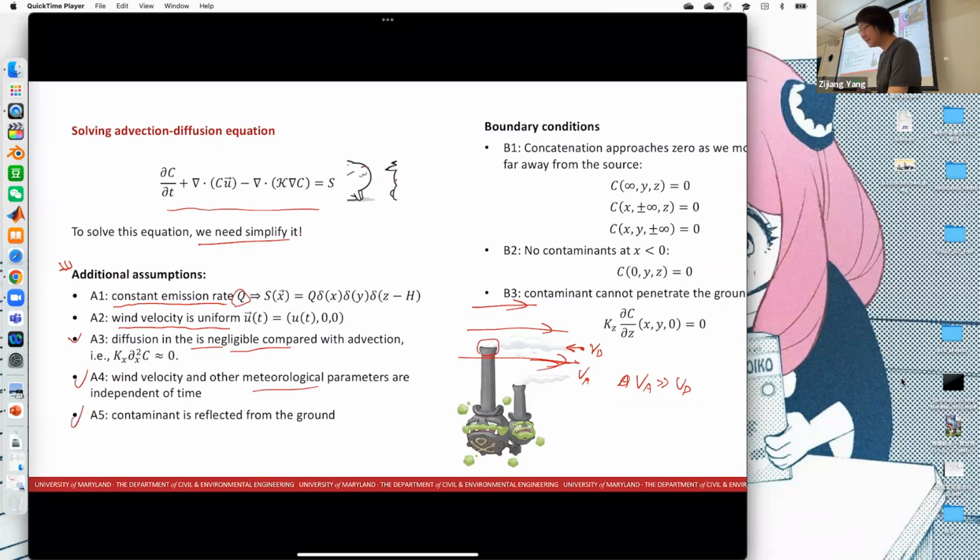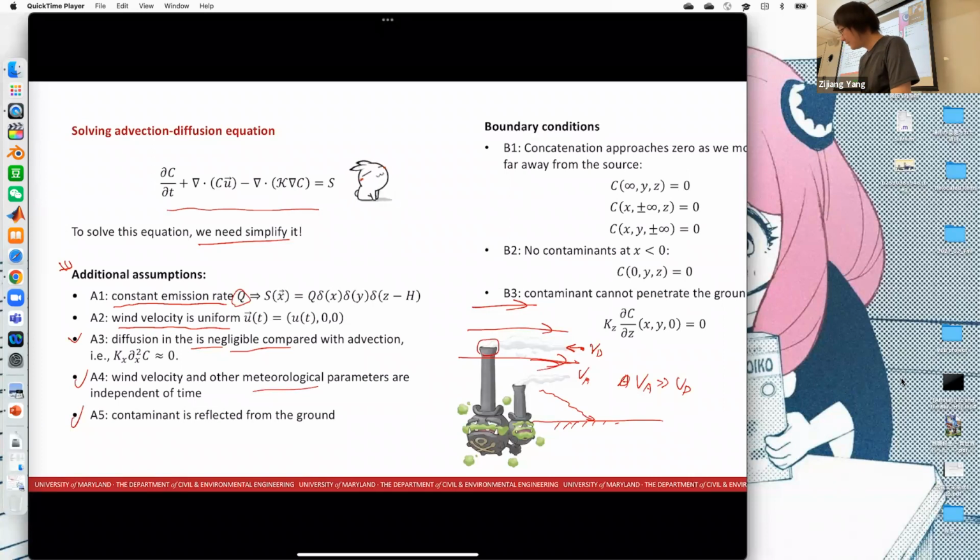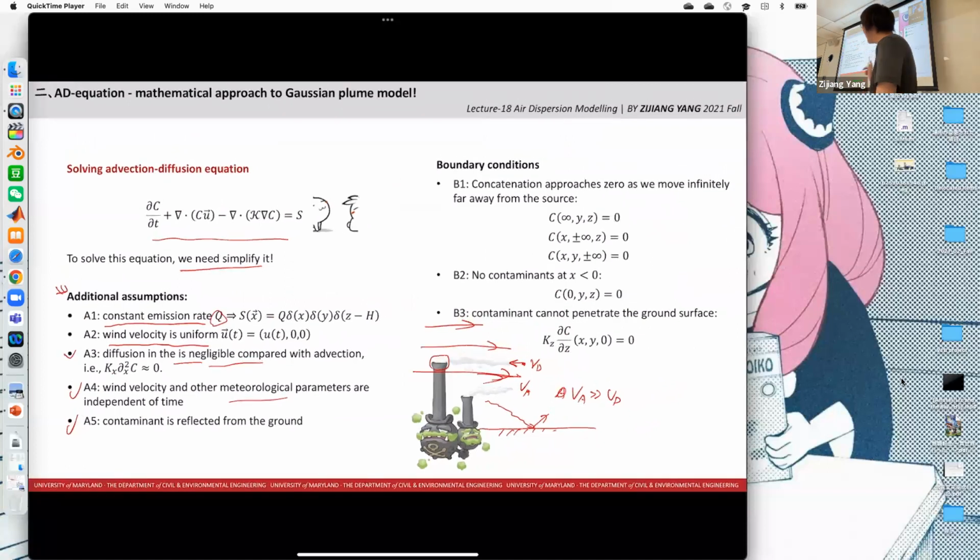And the last one is that the contaminant is reflected from the ground. Suppose we have the ground here. We know that if the air pollutant hits the ground, it may be absorbed by the surface of the ground or by the grass or something. But here we just want to simplify it. So we assume when the particles hit the ground, they will be reflected completely.